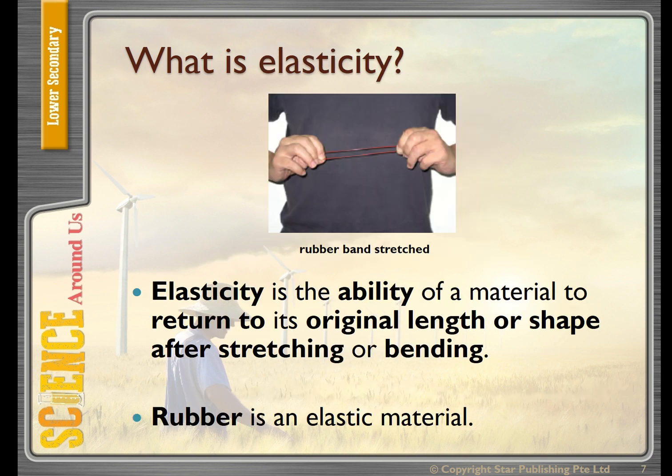Okay, now second point, elasticity. So what is elasticity? Now previously we have learned about rubber bands, and how rubber bands are elastic, right? So basically elasticity is the ability of a material to return to its original length or shape after stretching or bending. So your rubber, like what we have mentioned before, is an elastic material. When we stretch it, it can go back to its original shape.